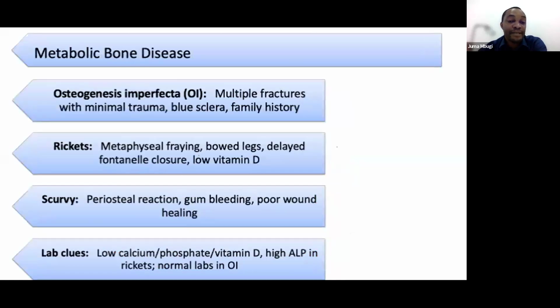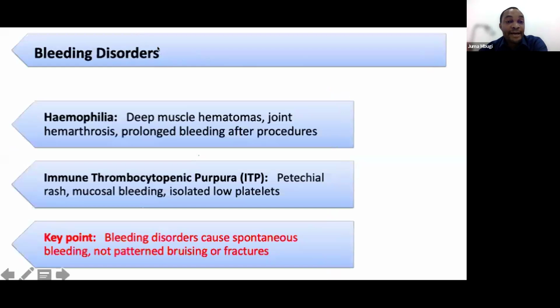The other mimic is metabolic bone disease like osteogenesis imperfecta, rickets, and scurvy, and usually these are supported by lab clues. Other mimics are bleeding disorders like hemophilia, in which you'll have deep muscle hematomas, joint hemarthrosis, and prolonged bleeding after minor procedures or trivial injuries. ITP, immune thrombocytopenic purpura, can also present with bruises, which can be confused with non-accidental bruising.